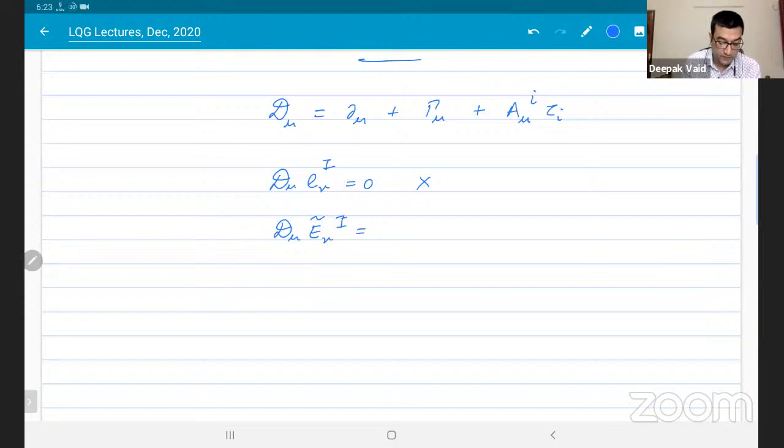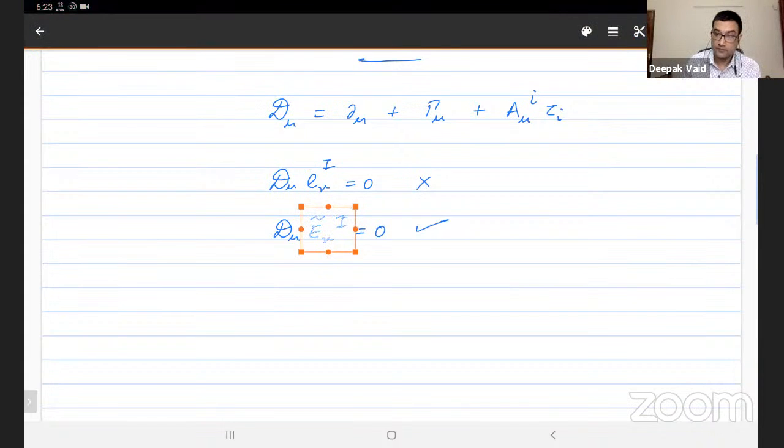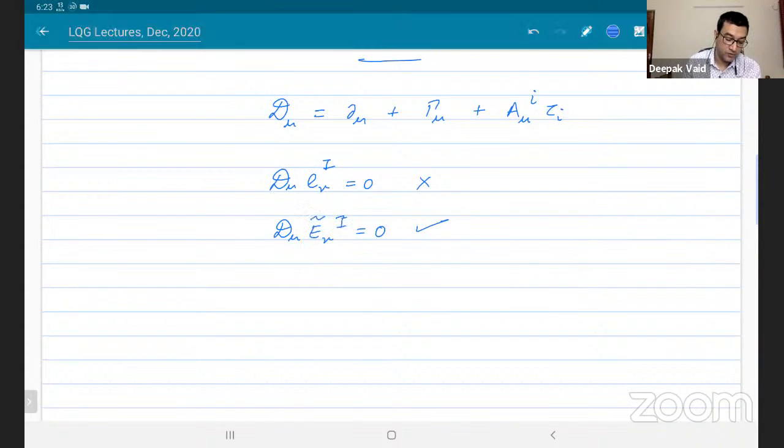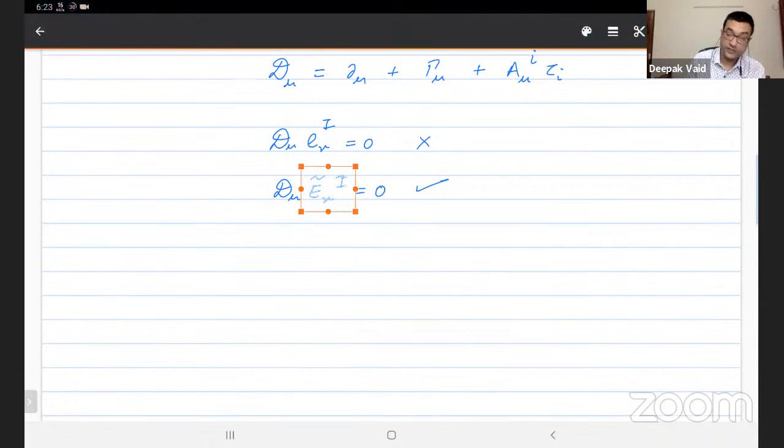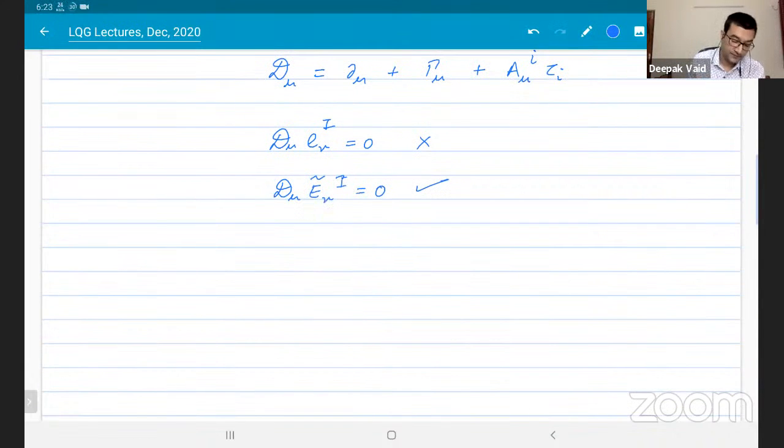So again, I was sloppy in this regard. So yeah, when you put in the co-triad, that's when this vanishes, and that makes sense because we are talking about the Gauss constraint. The Gauss constraint tells us something about the electric field, and the correct one is this triad, the dual of this object. Okay, so the area which corresponds to the area flux.